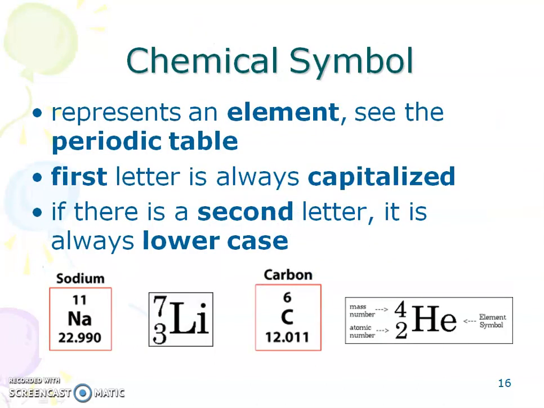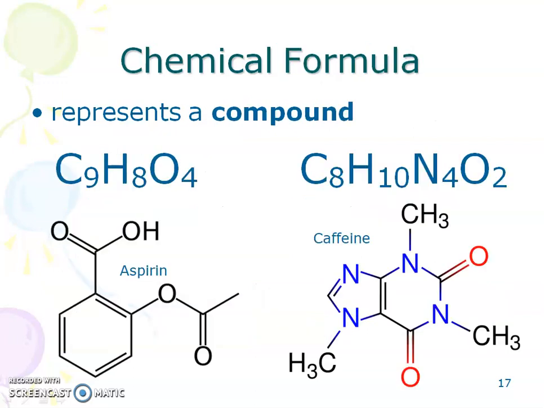So chemical symbols we've talked about before. You've learned them through your summer assignment. Again, we have all of these elements as examples, and all of them have one capital letter. And if there is a second letter, it is always lowercase.